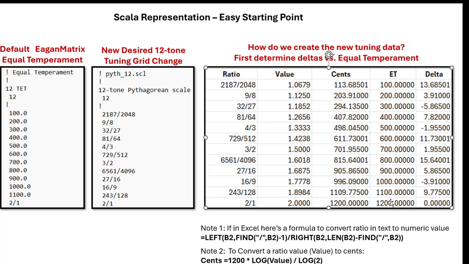Now, as we see here, some of the values are positive offset from the equal temperament value, and for some tunings, some will be negative. For some tunings, they'll all be positive. For some tunings, they might all be negative. For some, they might be a combination, as we have here.